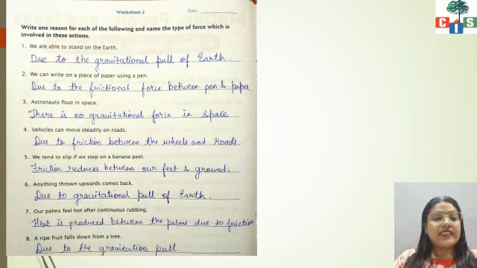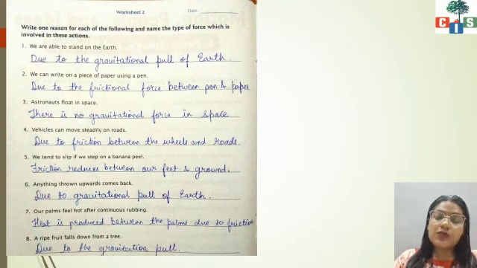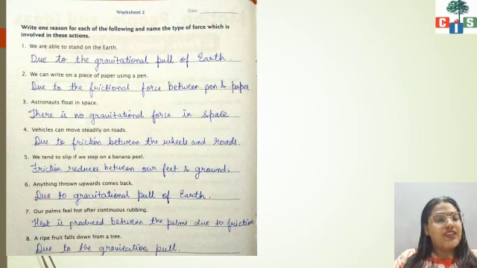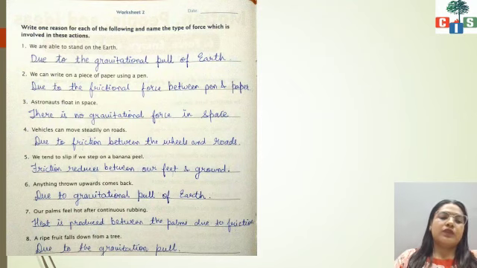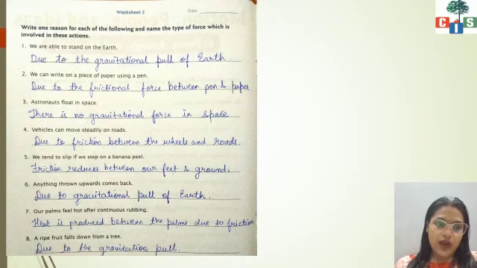Fourth, vehicles can move speedily on roads. So why are vehicles able to move on the road? Because of the frictional force between the wheel of the vehicle and the road. Now the fifth one, we tend to slip if we step on a banana peel. So when we step on the banana peel, the frictional force is reduced between our feet and the ground. Another object is coming, which is the banana peel. So the frictional force is reduced. So we will fall down.